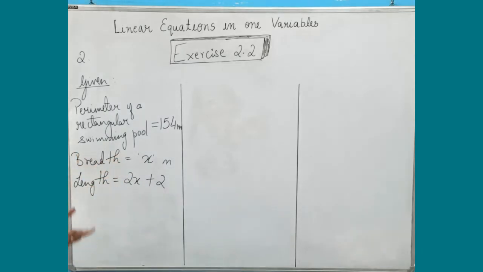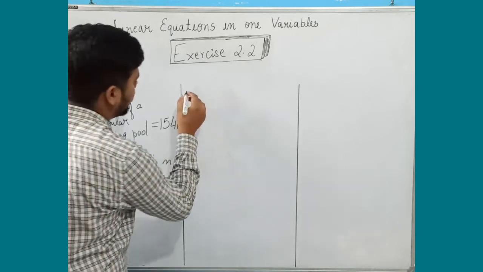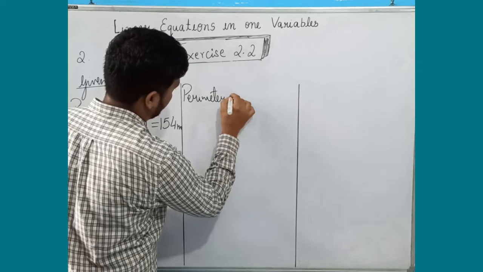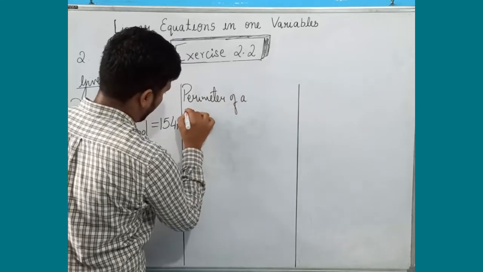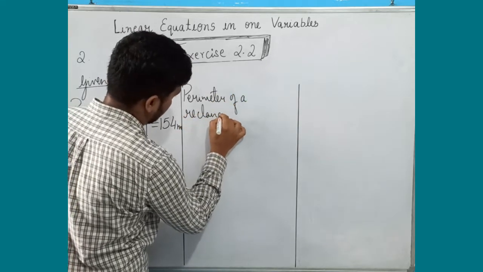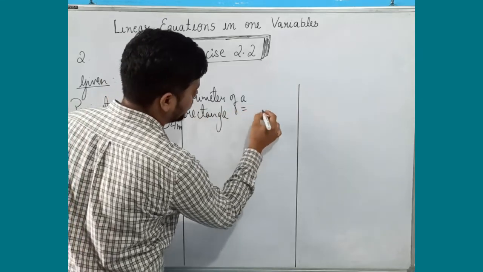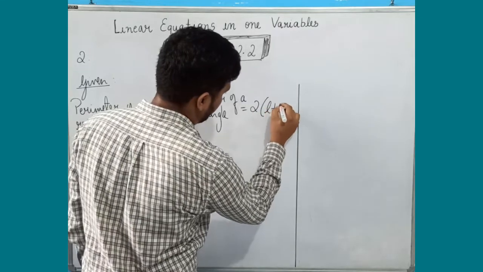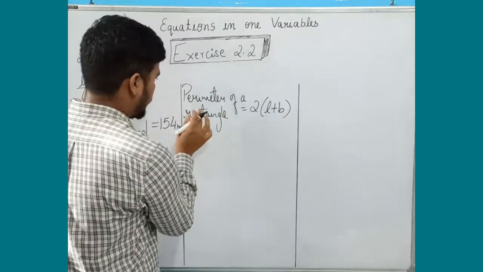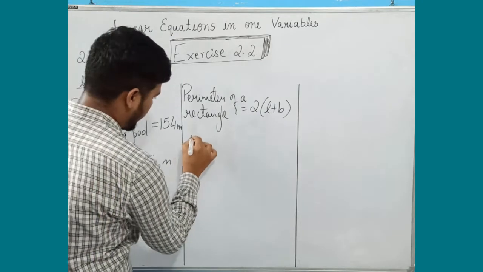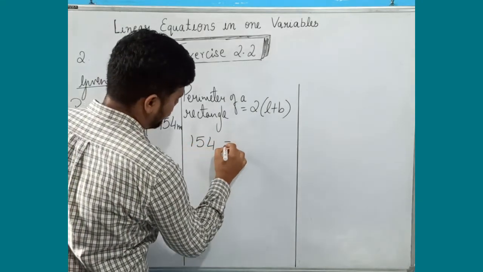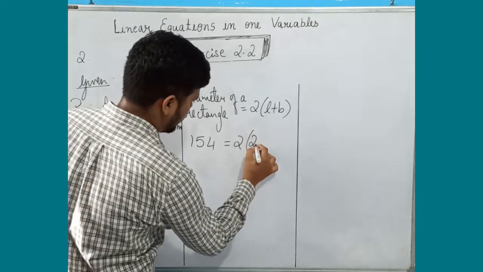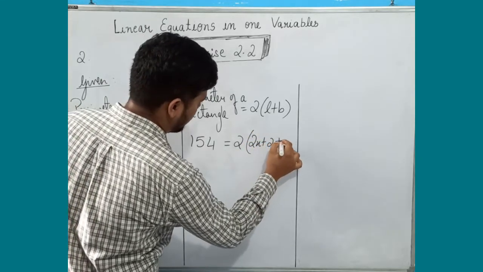Now let us put the formula for the perimeter of a rectangle. All of us know that the perimeter of a rectangle is equal to 2 times (length plus breadth). Okay, so what is the perimeter? It is 154, and 2 will come as it is. Length we have as 2x plus 2 and breadth is x.